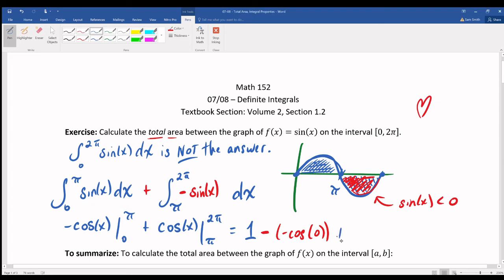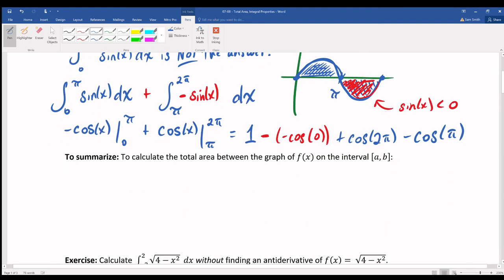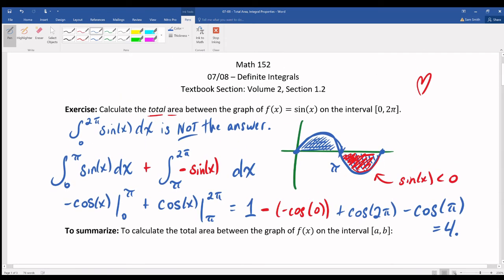In the back we have cosine of 2 pi, and then we subtract cosine of pi. So all in total, from this calculation, we get 1 plus 1 plus 1 plus 1. We get a grand total of 4. Complete positive total area, unlike the 0 net area that we would have found if we hadn't done this adjustment of flipping the negative part of sine upside down.